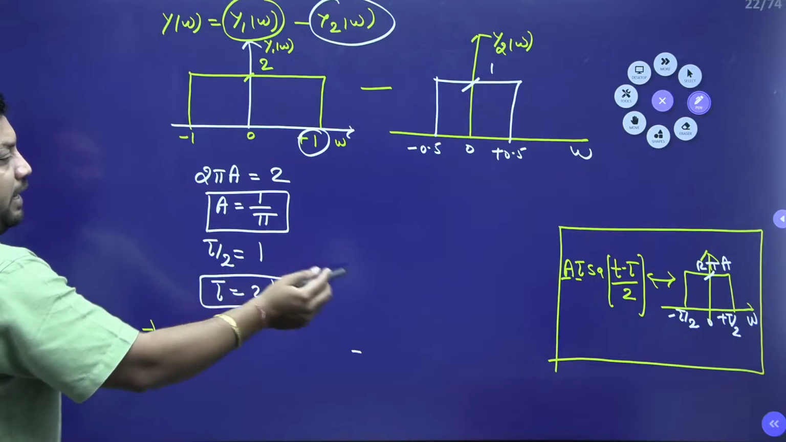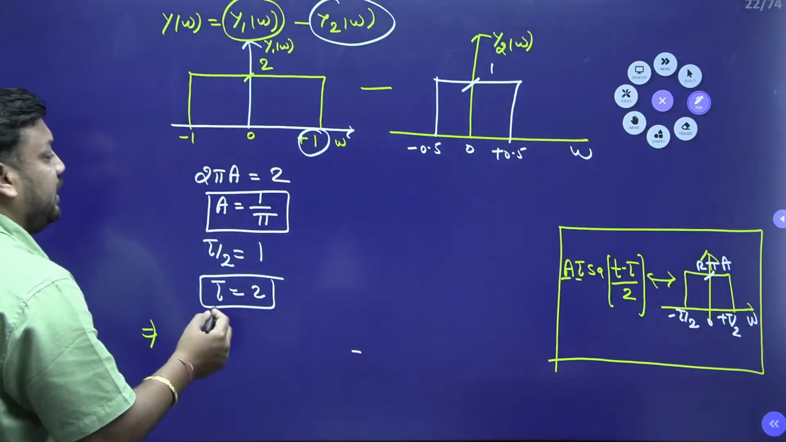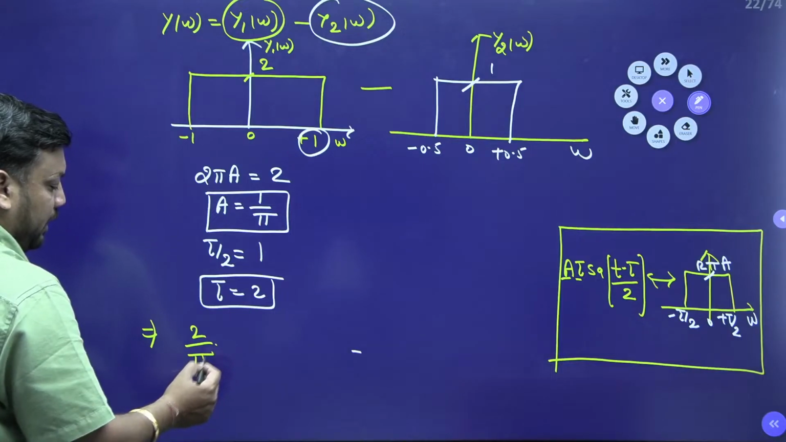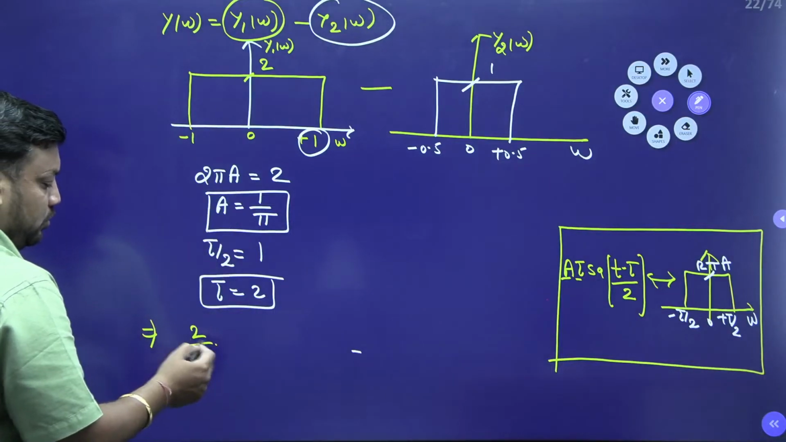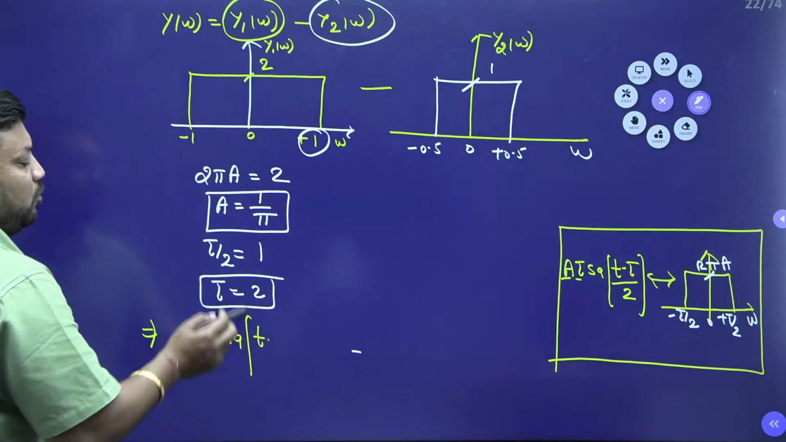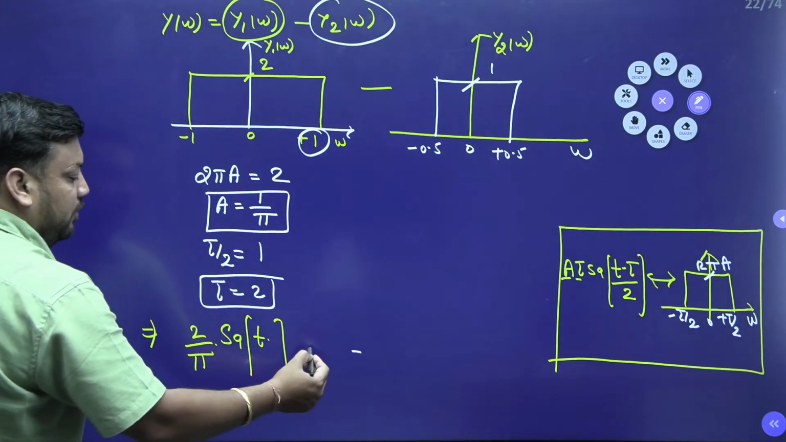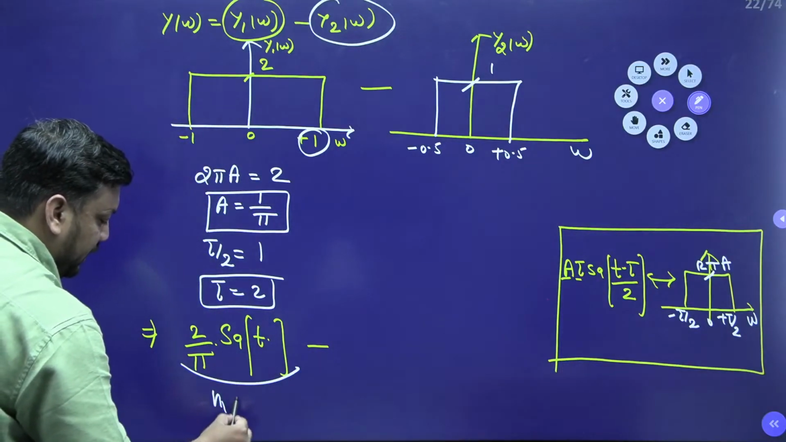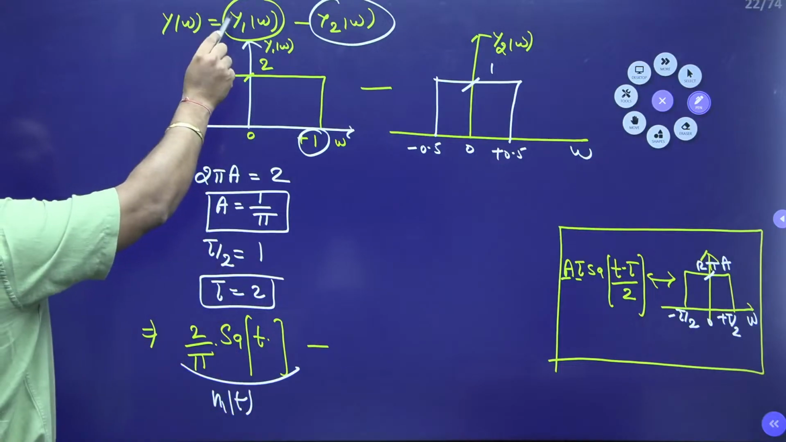So can I write the h1t now? h1t is nothing but a tau sampling of t tau by tau. What is a? The a value is 1 by pi. What is tau? 2. So I should write 2 upon pi, sampling of t tau by 2. What is tau by 2? Tau by 2 value is 1. So 2 upon pi sampling of t by 2 minus. So this is representing my h1t corresponding to this h1 omega, y1 omega.